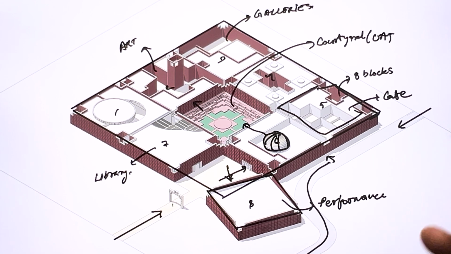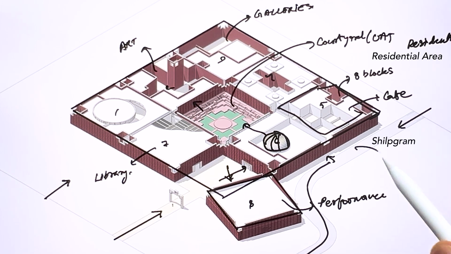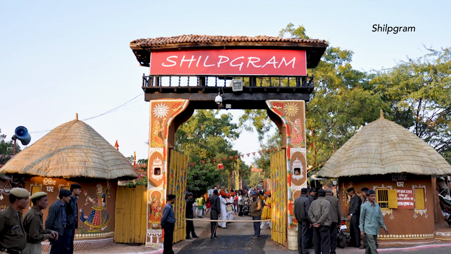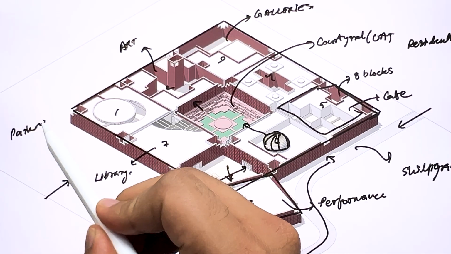So there are various entrances to the Jawahar Kala Kendra. Surrounding it, there is a residential area nearby and on the one side there is a Shilpgram, the craft village. While on the other side is the parking area for the culture center.